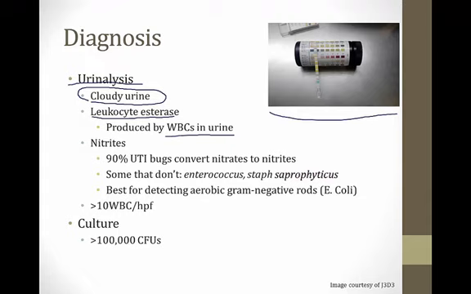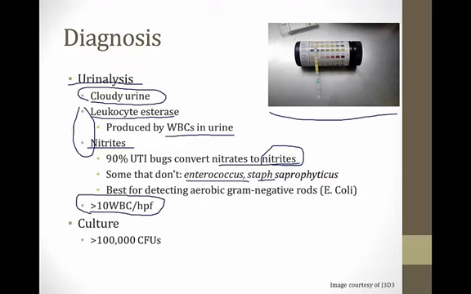Another one of the markers on the urine dipstick is for nitrates. So 90% of UTI bugs convert nitrates into nitrites, and so the dipstick will pick up the nitrites. There are a couple bugs that don't. Enterococcus doesn't, Staph saprophyticus doesn't, but E. coli, which is the most common bug, does. And so when you see leukocyte esterase and nitrites positive on a urine dipstick, that tells you you're highly likely to have a urinary tract infection with E. coli. You also can look at the urine under the microscope, and if you see more than 10 white blood cells per high-powered field, that suggests a UTI.